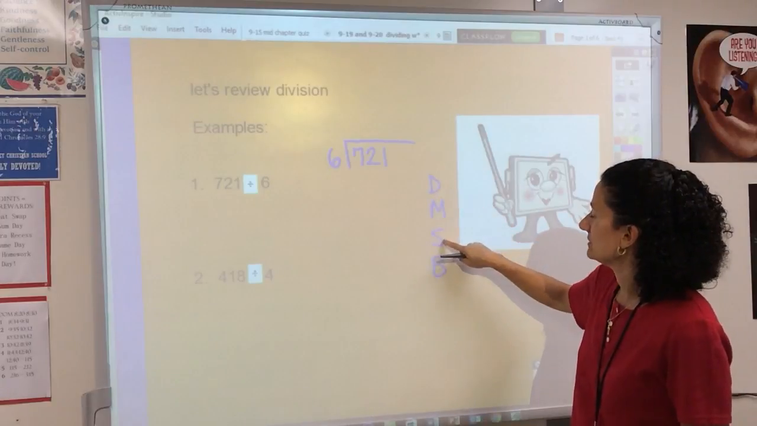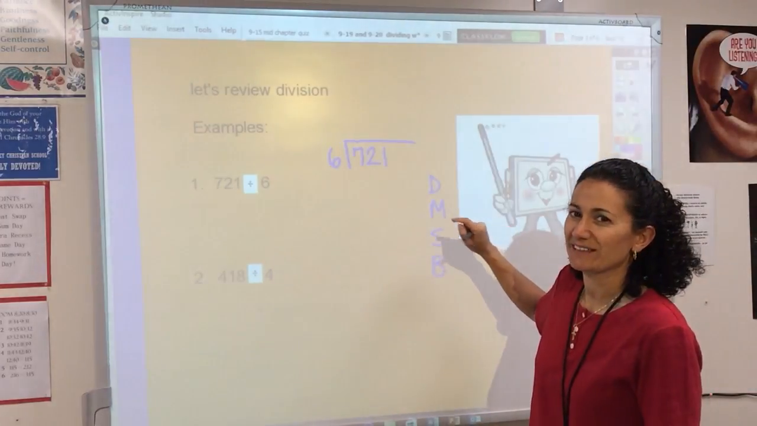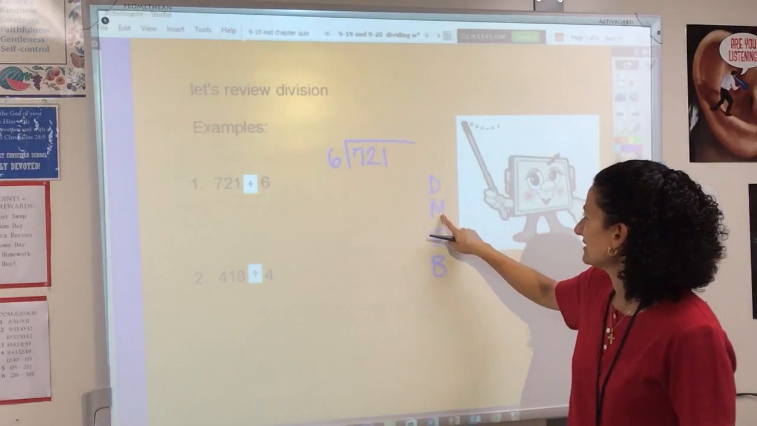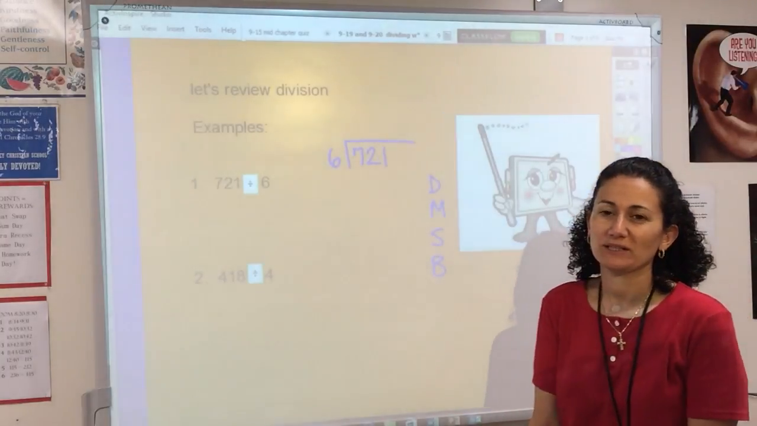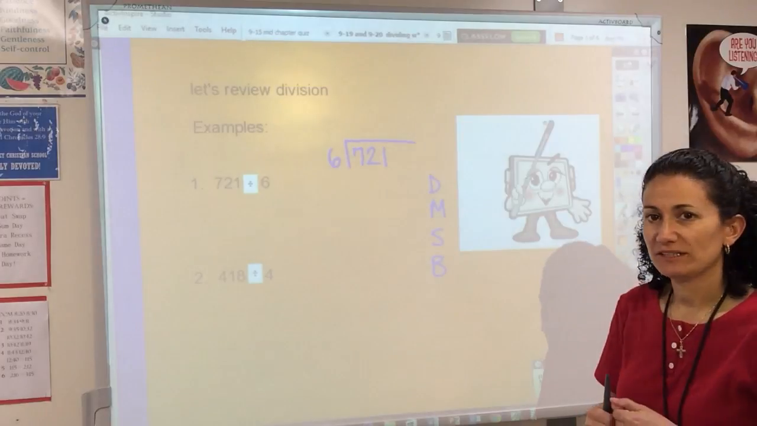Couple of mnemonic devices. You can say dad, mom, sister, brother. There's also dead monkey smell bad. Does McDonald's sell burgers? There's a whole bunch of different ways to remember the order in which we divide. So I'm going to follow these steps.